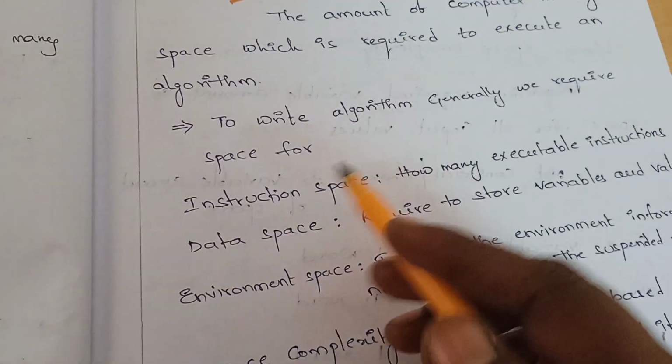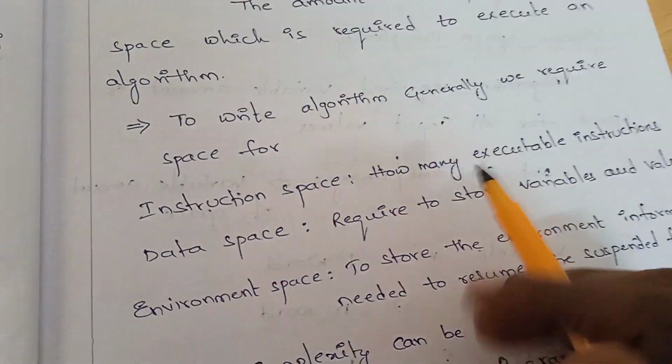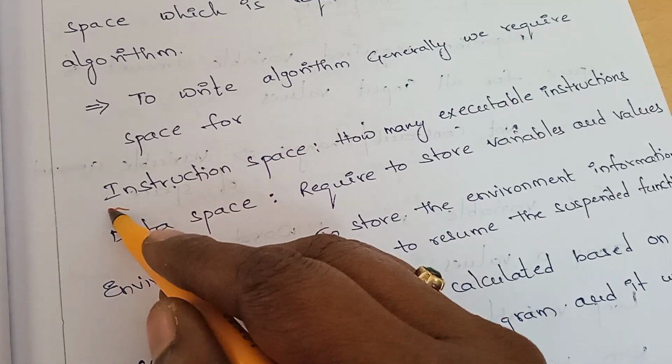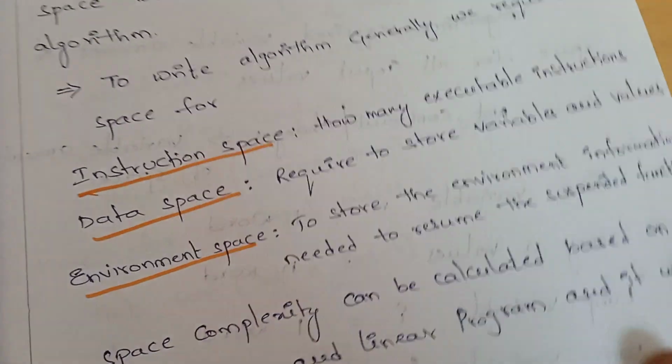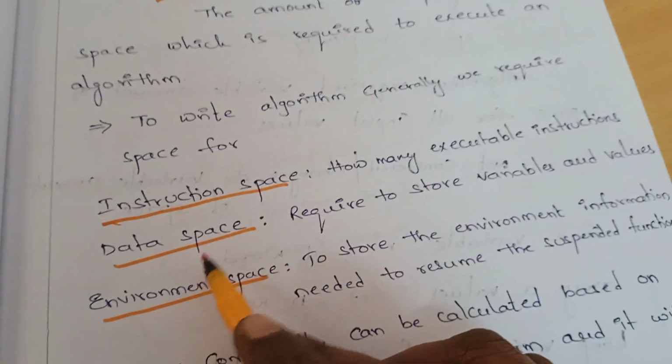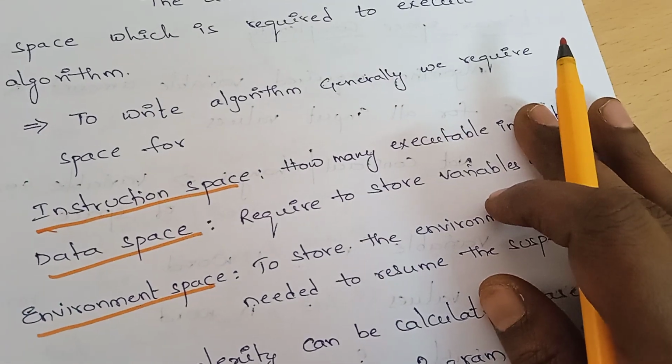Now let's see. To write an algorithm, generally we require space. For what do we require space? Instruction space, data space, environment space. Now what is instruction space? How many executable instructions you have.